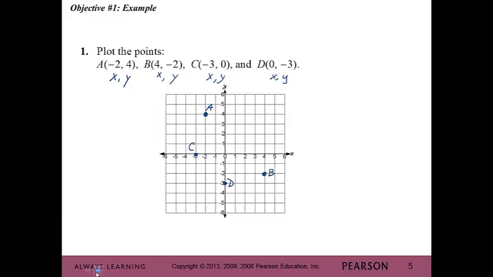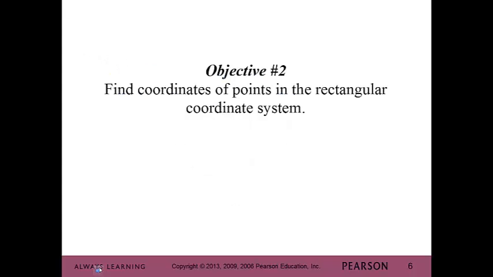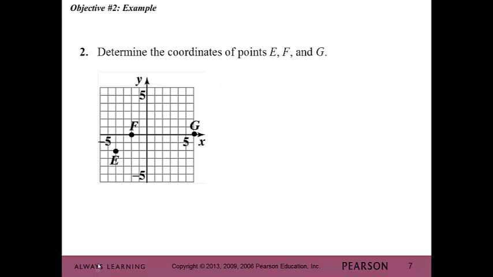Okay, so let's move forward. So objective 2 is now to find the coordinates of points in the rectangular coordinate system. So we can plot the points. Now we have to make sure we can identify them. So it says determine the coordinates of points E, F, and G. Well, I know a point can be written as x, y. So the x comes first.